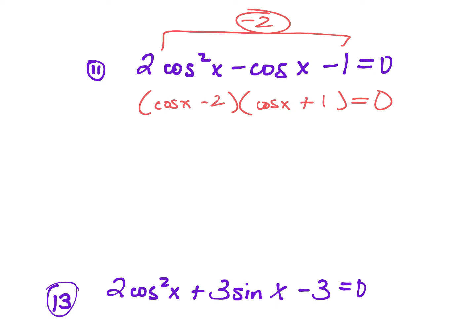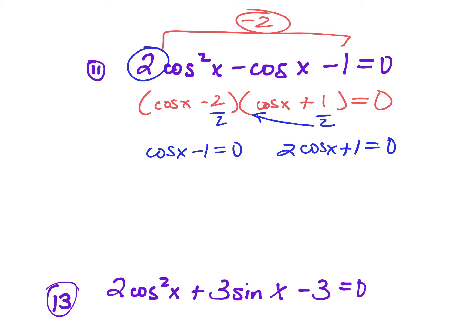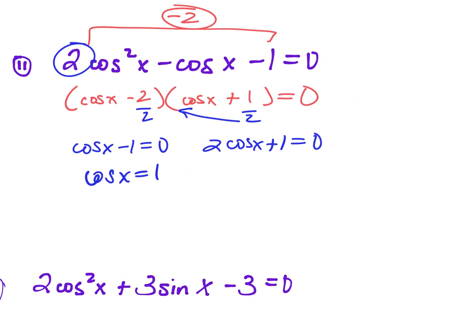Perfect. Last thing we have to do for factoring, since my a term is not 1, I'm going to divide both factors by the a term. So this becomes cosine x minus 1 equals 0. This 2 is going to come out in front here. So I have 2 cosine x plus 1 equals 0. Questions? So now I'm going to add 1 to both sides. So I get cosine x equals 1. On the right-hand side, do you guys agree with me? I'm going to subtract 1 and divide by 2. So this becomes cosine x equals negative 1/2.